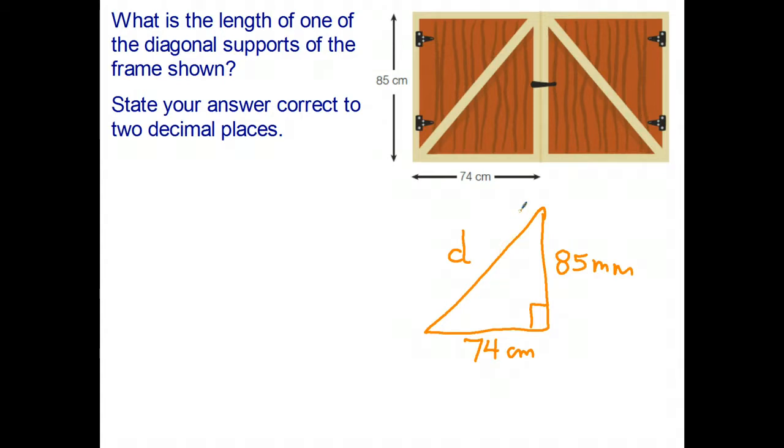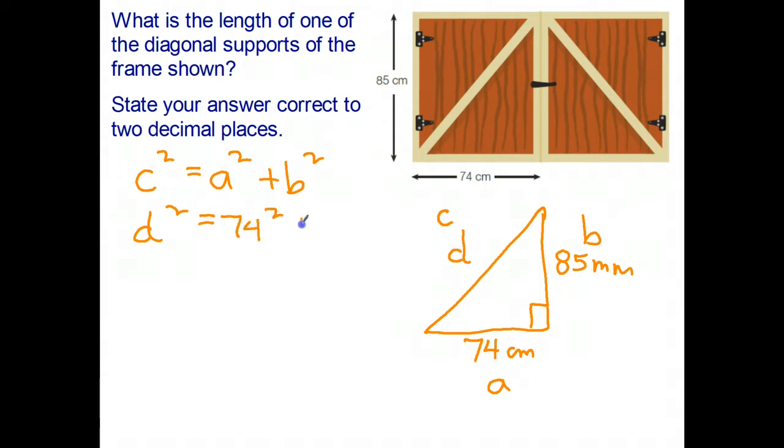Okay, now we can proceed as we've done previously. The hypotenuse is that length, so I'll call that C. That's the short side, so that's A. That's the other side, so that's B. Write down the Pythagorean theorem. C squared equals A squared plus B squared. In place of C, we replace that with the letter D. A is replaced with 74. Whoops, that's not a 7, that's a Z. A is replaced with a 74. B is replaced with an 85.